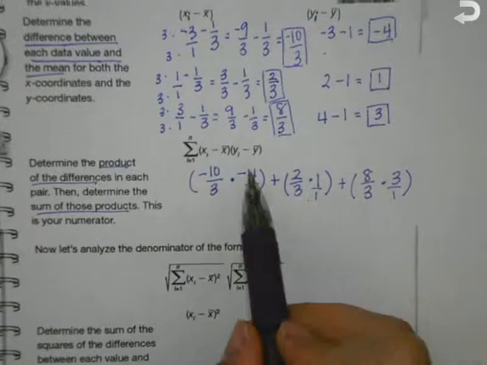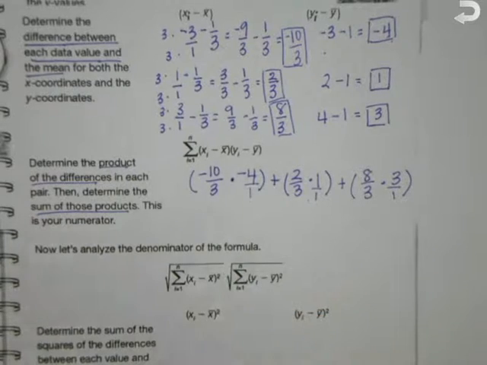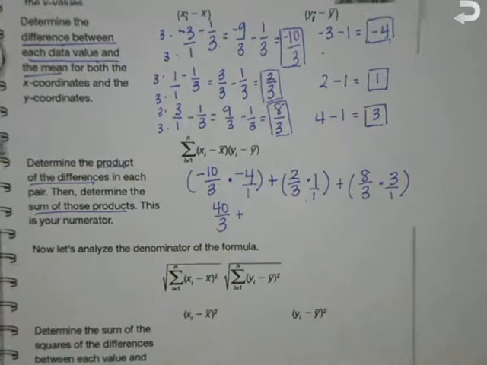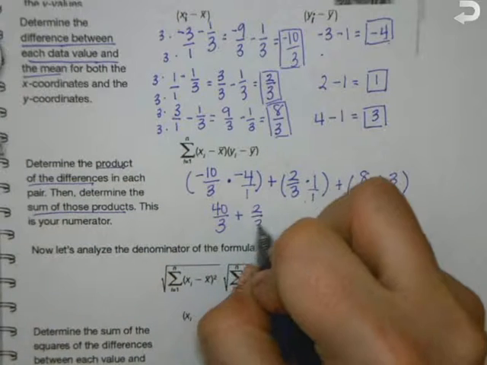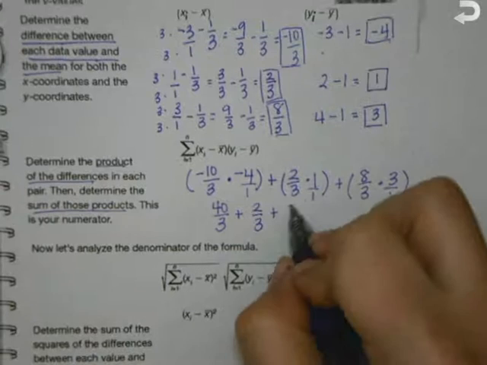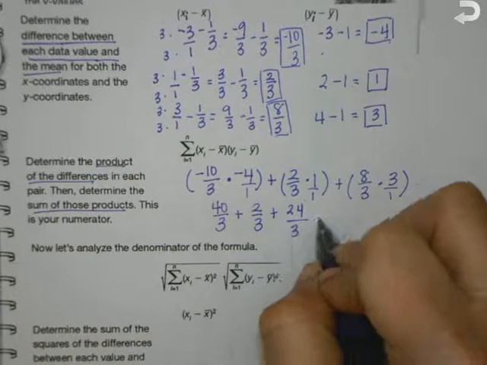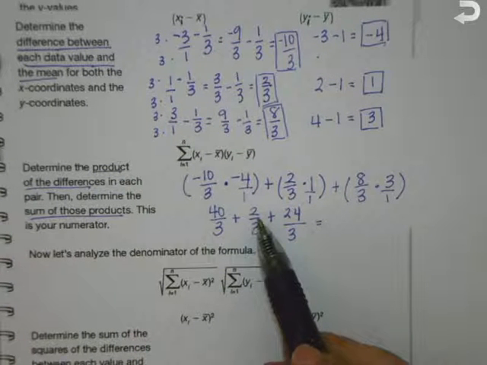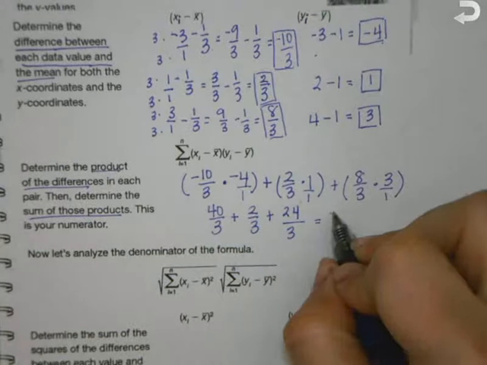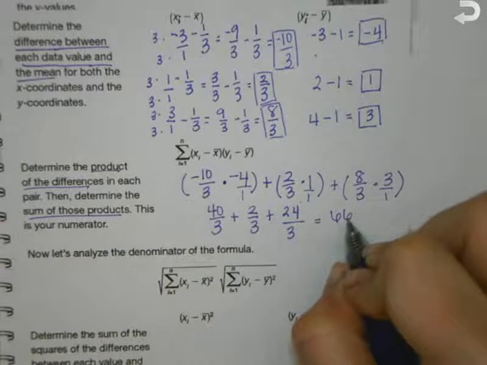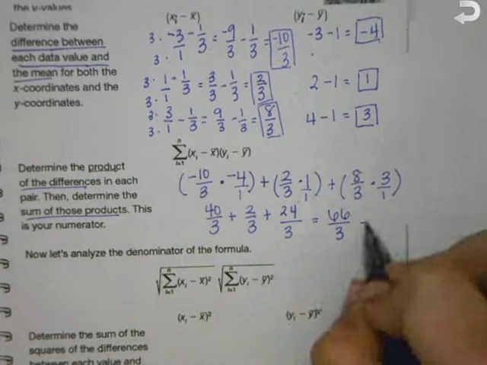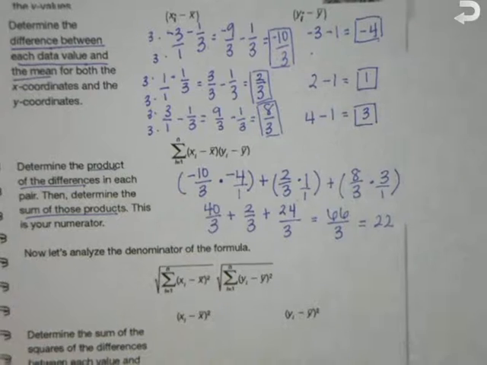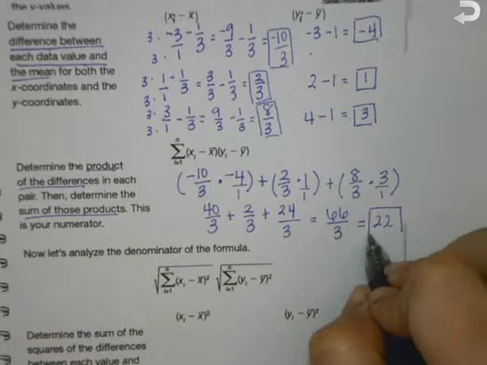Negative 10 over 3 times negative 4 over 1, sorry. 40 over 3. Plus, what would the next one be? 2 over 3. Plus, what would the next one be? 24 over 3. Okay, so let's add all of these together. 40 plus 2 gives me 42, plus 24 gives me 66, all over 3. And does that reduce at all? Yeah, what's it reduced to? 22. Okay. Box that too, just so you don't lose it.